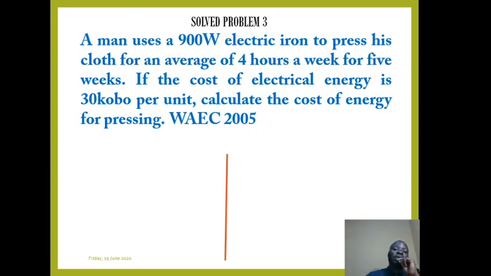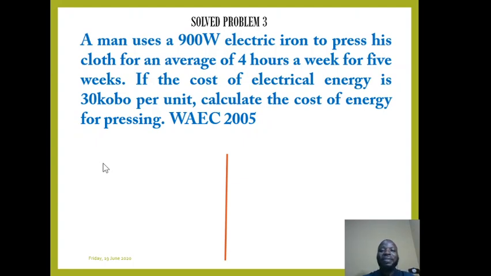So back to the calculation we have. A man uses a 900 watt electrical iron to press his clothes for an average of 4 hours a week for 5 weeks. If the cost of electrical energy is 30 kobo per unit, calculate the cost of energy for pressing. Now, to solve this question, let us list out the parameters as usual.